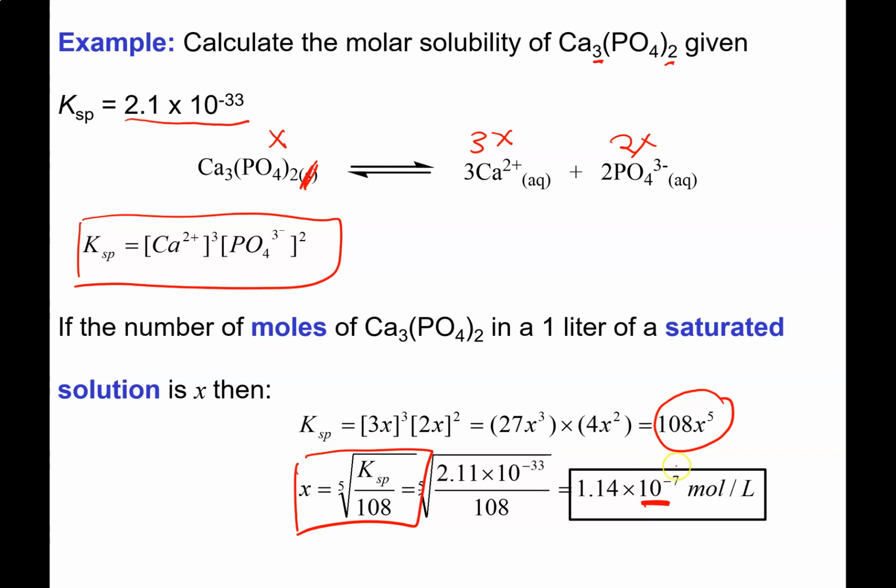Now calcium phosphate has a smaller molar solubility than magnesium hydroxide, which we would expect because the Ksp for calcium phosphate is a lot smaller than what it is for magnesium hydroxide. Okay, it's not very soluble at all, calcium phosphate.